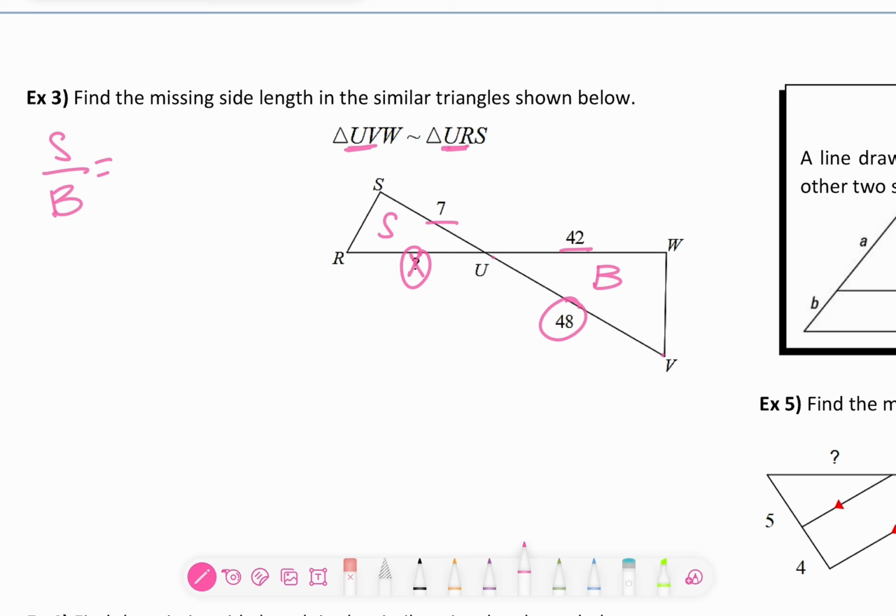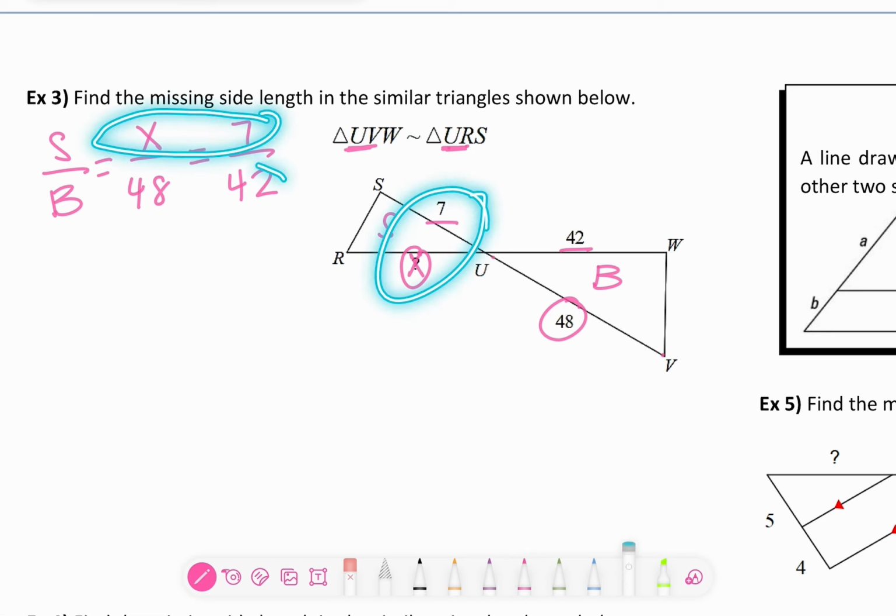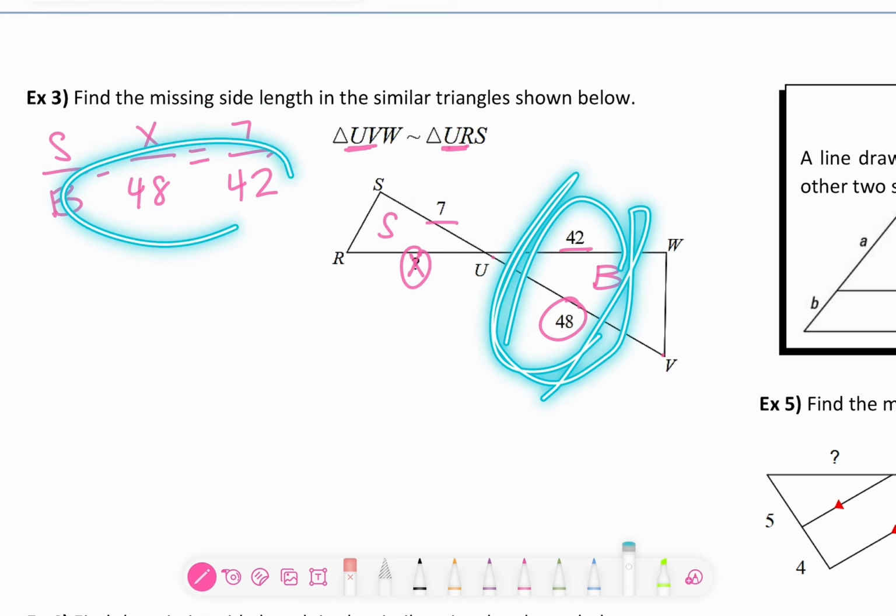So for example, if I do a ratio of x to 48, that has to equal the ratio of 7 to 42. You have to go back and start with the small triangle again. So 7 to 42. Make sure everything on the top came from the same triangle, and it did. Same thing on the bottom. Everything on the bottom of the fraction came from the same triangle, and it did.